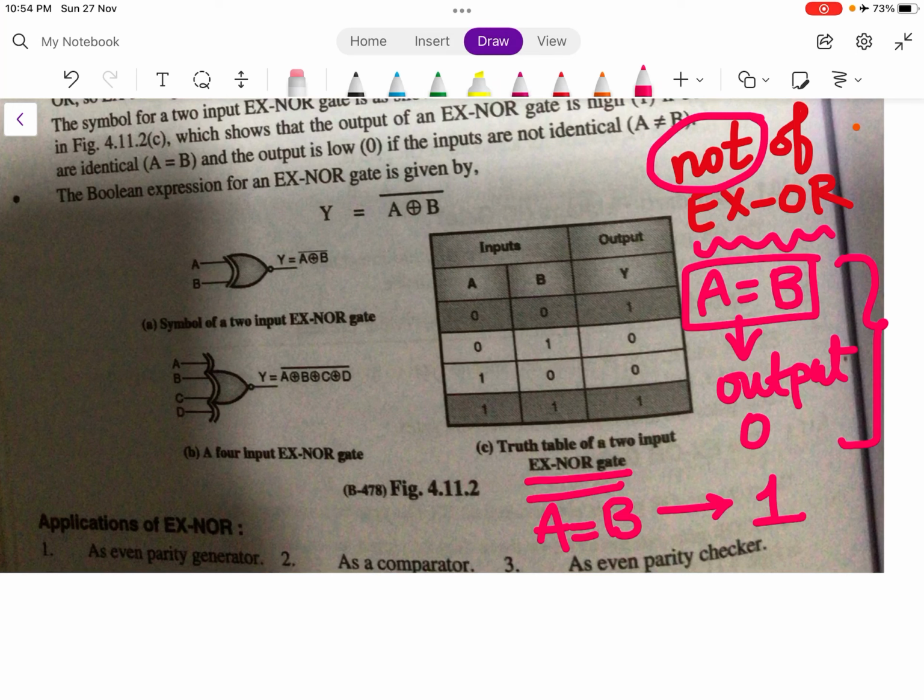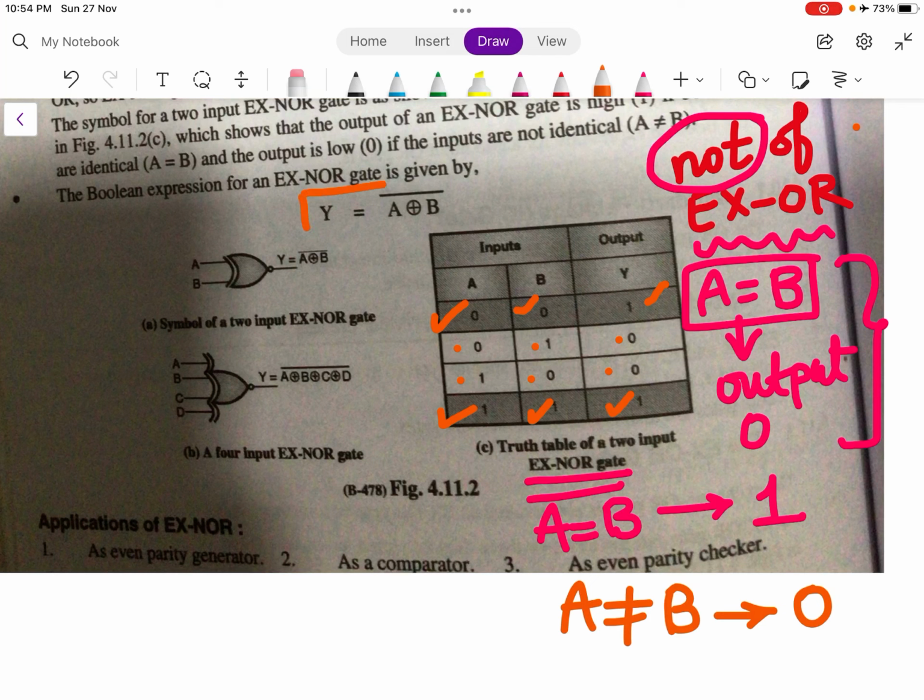So if the inputs are 0 and 0, that means inputs are identical, output will be 1. Inputs are 1 and 1, inputs are identical, output will be 1. If A is not equal to B, then output will be 0. So 0 and 1 gives 0, and 1 and 0 gives 0.